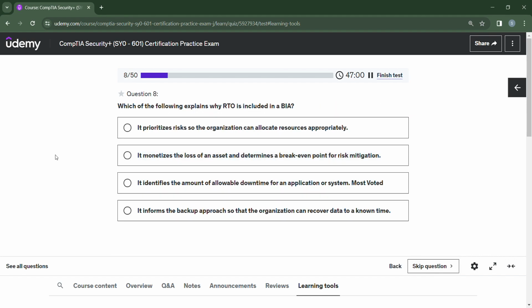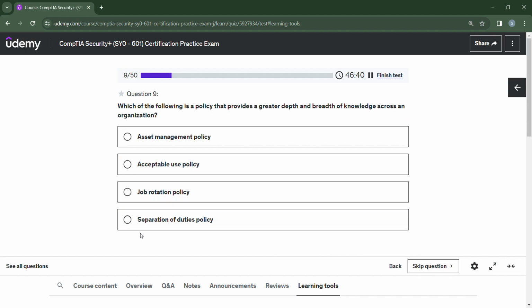Which of the following explains why RTO is included in a BIA? I think it's the amount of allowable downtime for an application. I forget what RTO stands for, but I believe it's to do with allowable downtime. Which of the following is a policy that provides a greater depth and breadth of knowledge across an organization? That would have to be job rotation.